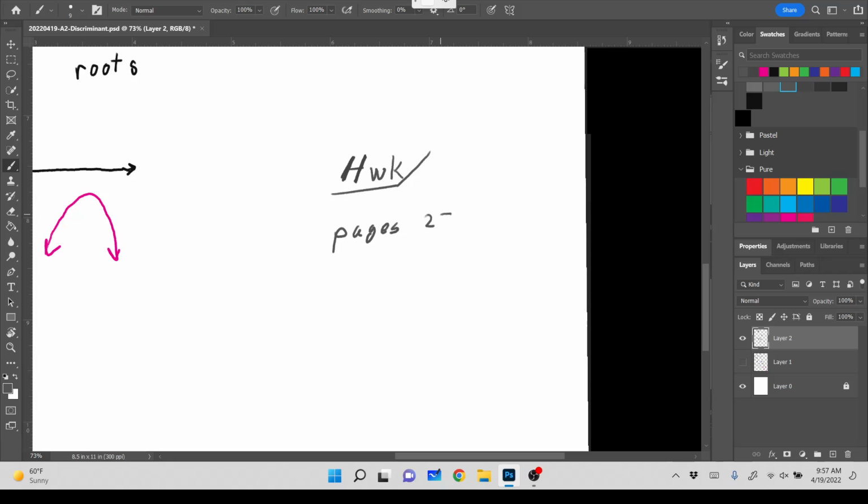Pages 270 through 271. Numbers 22 through 42, evens. That's all she wrote.